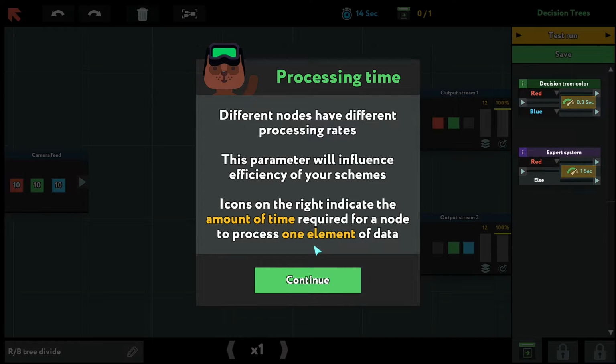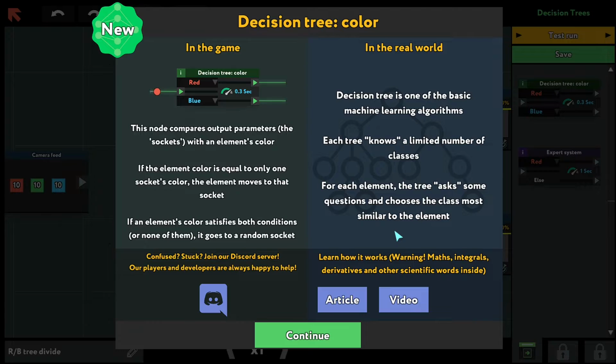That would be odd. Okay, different nodes have different processing rates. This parameter will influence the efficiency of your schemes. Icons on the right here indicate the amount of time required for a node to process one element of data. Okay, so decision trees compares output parameters with an element's color. If an element's color is equal to only one socket's color, the element moves to that socket. If an element's color satisfies both conditions or none of them, it goes to a random socket. Okay, so on this one there's red and blue. So red will always go to red, blue will always go to blue, but green matches none of them, so we'll go to random ones. As we can see here in the output, it goes to both of them or any of them.